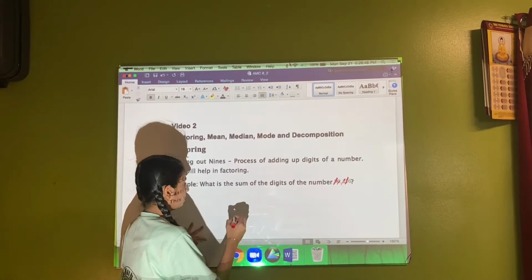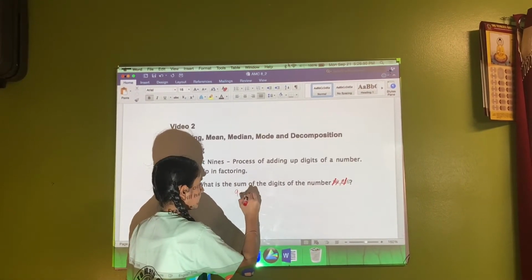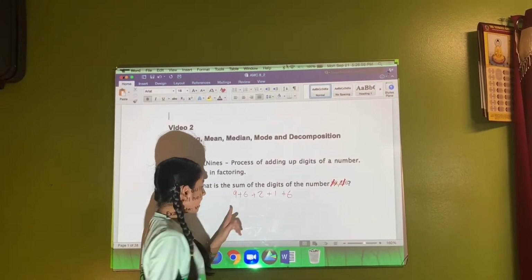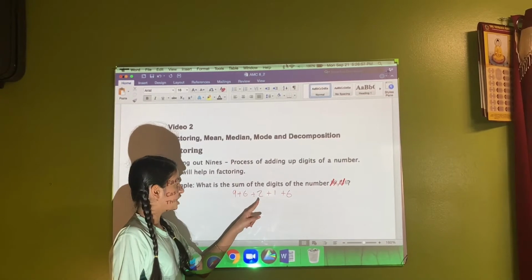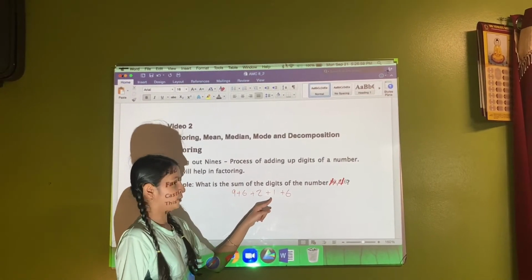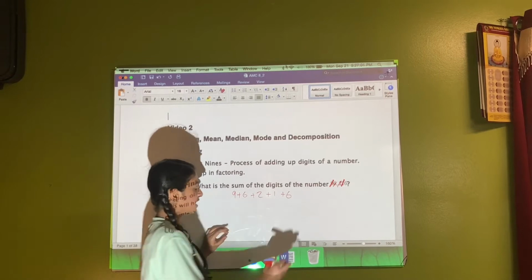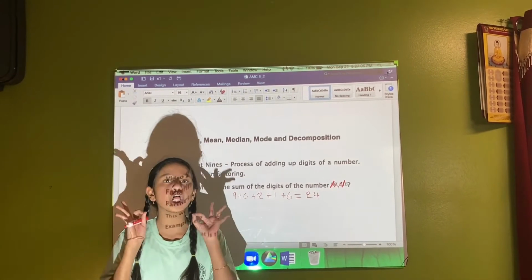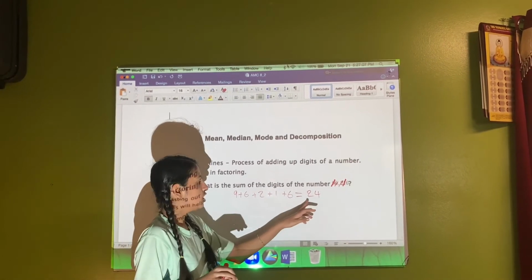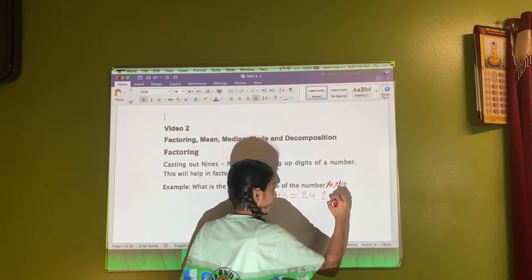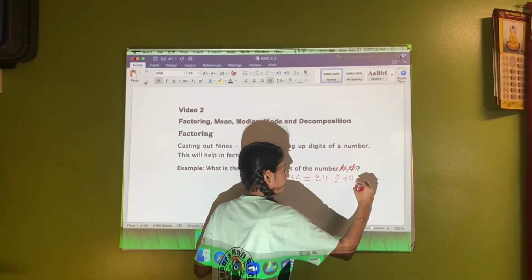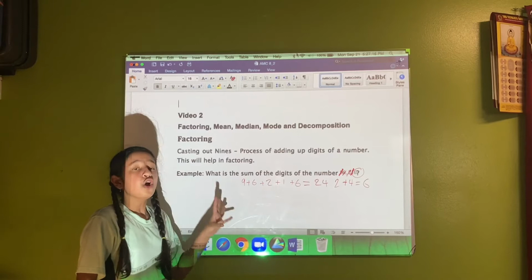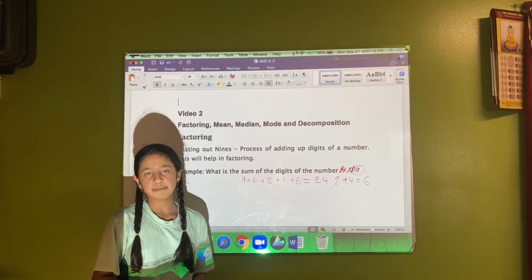So 9 plus 6 plus 2 plus 1 plus 6. 9 plus 6 is 15, 15 plus 2 is 17, 17 plus 1 is 18, 18 plus 6 is 24. Now, we want the single digit sum for this trick. So you're going to do 2 plus 4, which is equivalent to 6. It's right. If you get no number while doing this process, that means your sum is 9.